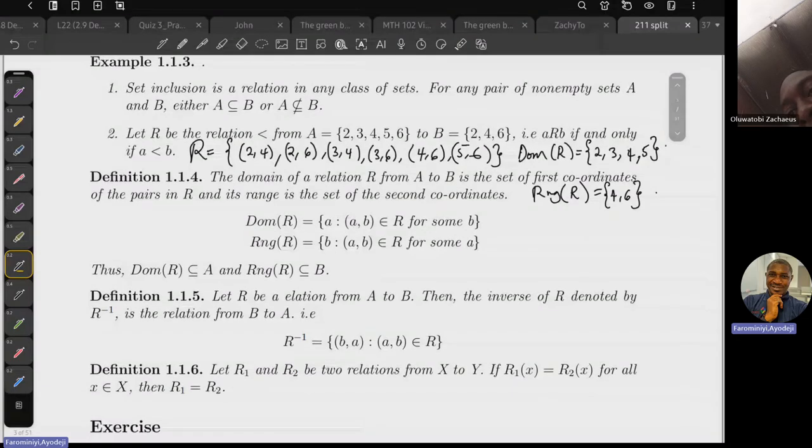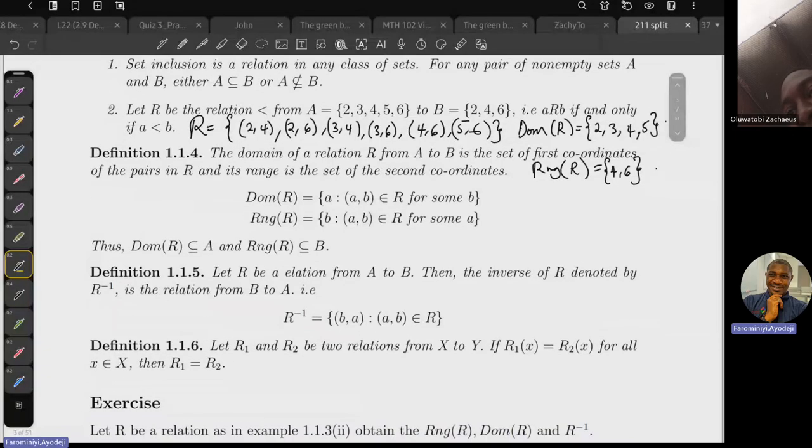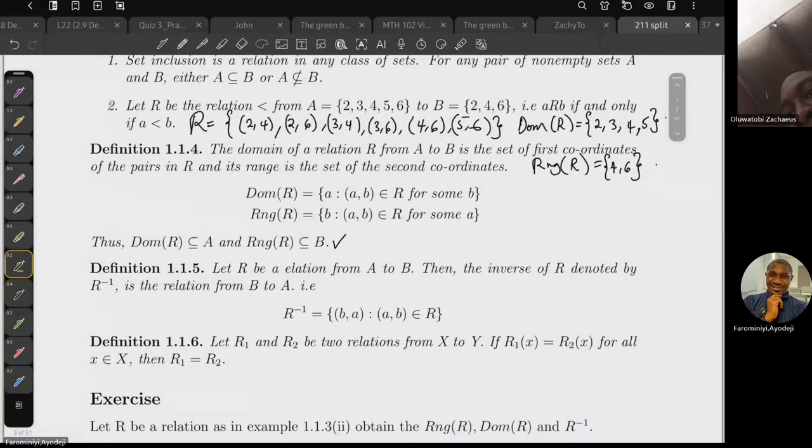All right. So the domain of R is always a subset contained in A, while the range is contained in B. Good. I hope that statement is clear. Yes, sir. So domain of R here, we can see that it is strictly contained in A, just as the range of R is strictly contained in B.